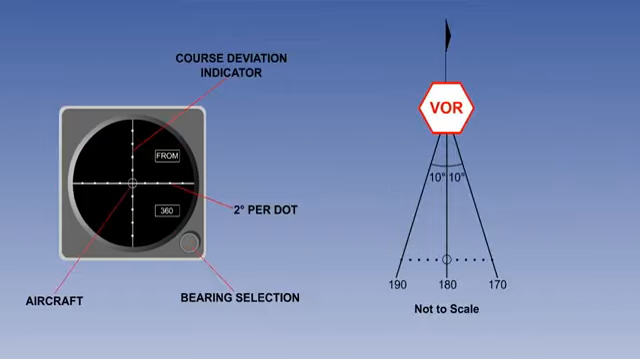When you have selected your radial, and you are within 10 degrees of it, the coarse deviation bar or needle will tell you where your chosen radial is. The centre of the dial is the aircraft, and the needle is the radial. There are 5 dots either side of the centre. The first dot is a circle. Each dot represents a 2-degree deviation of the aircraft from the radial. Maximum deviation is 10 degrees. Any more and the needle goes off the scale.